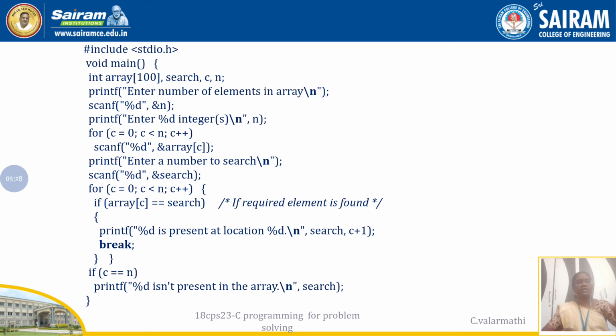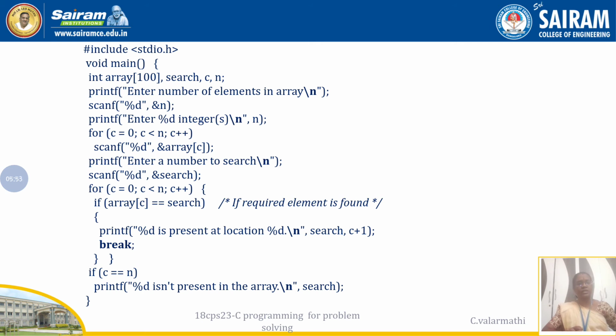So that is the one condition I have given at the end of the program. If C is double equal to n, it means that the element is not present in the array. Like that, I can convey my failure cases. So the first one is the positive case, then the second one is the failure case. If array of C is double equal to search, it means that element is present, or else it will go on searching till its end.